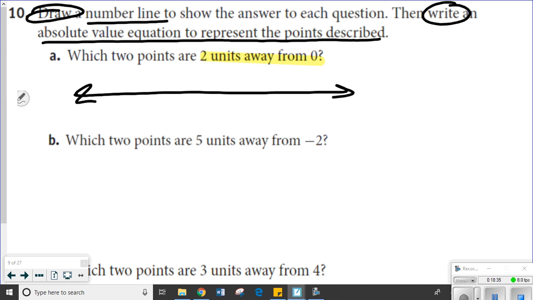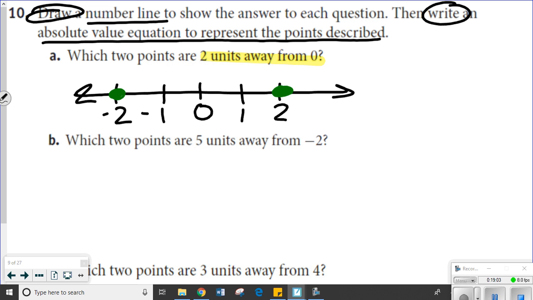I'm going to put a 0 right in the middle, and I'm going to go 1, 2, and 1, 2 in the other direction. If I start at 0, 2 units to the right, I have a point at 2. Start at 0, 2 units to the left, I'm at negative 2. So there's my number line showing my two answers.